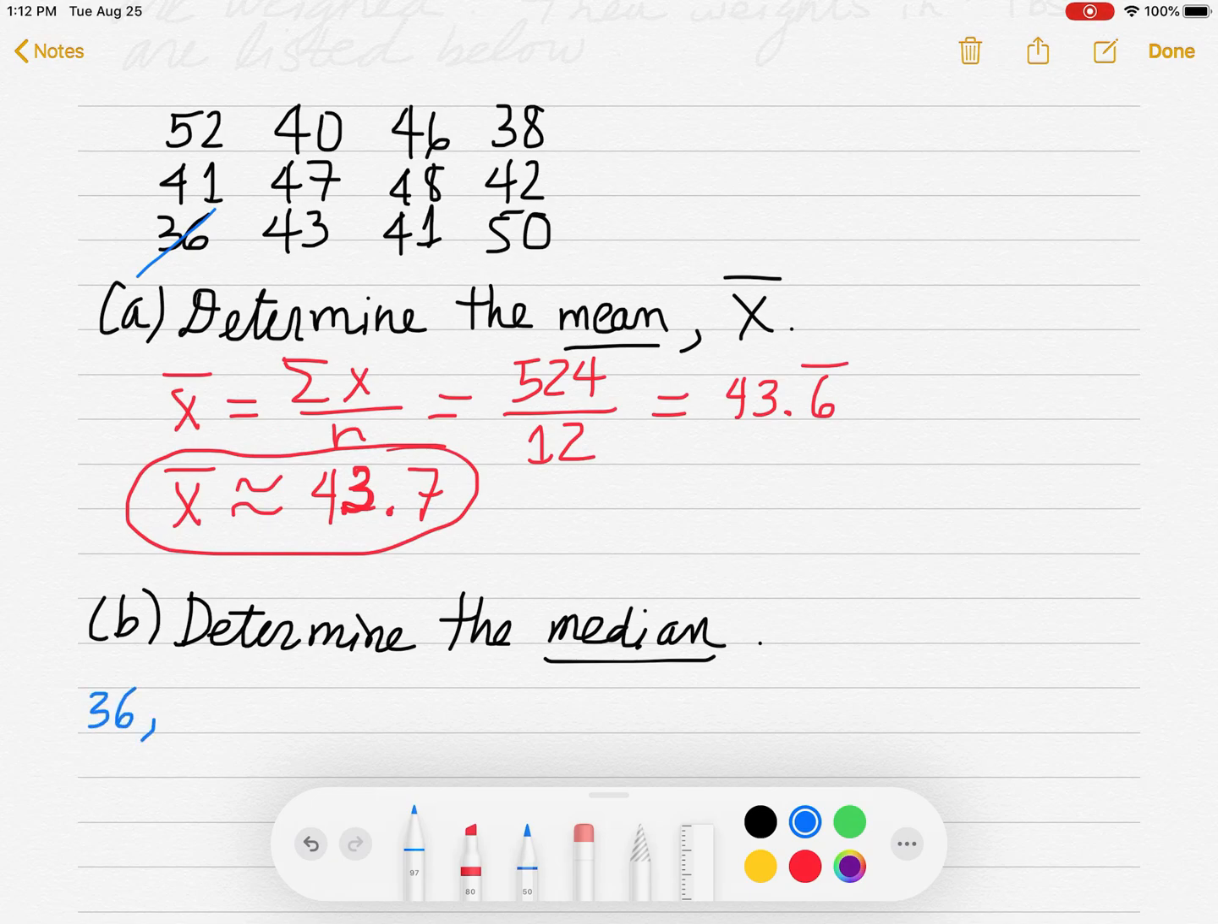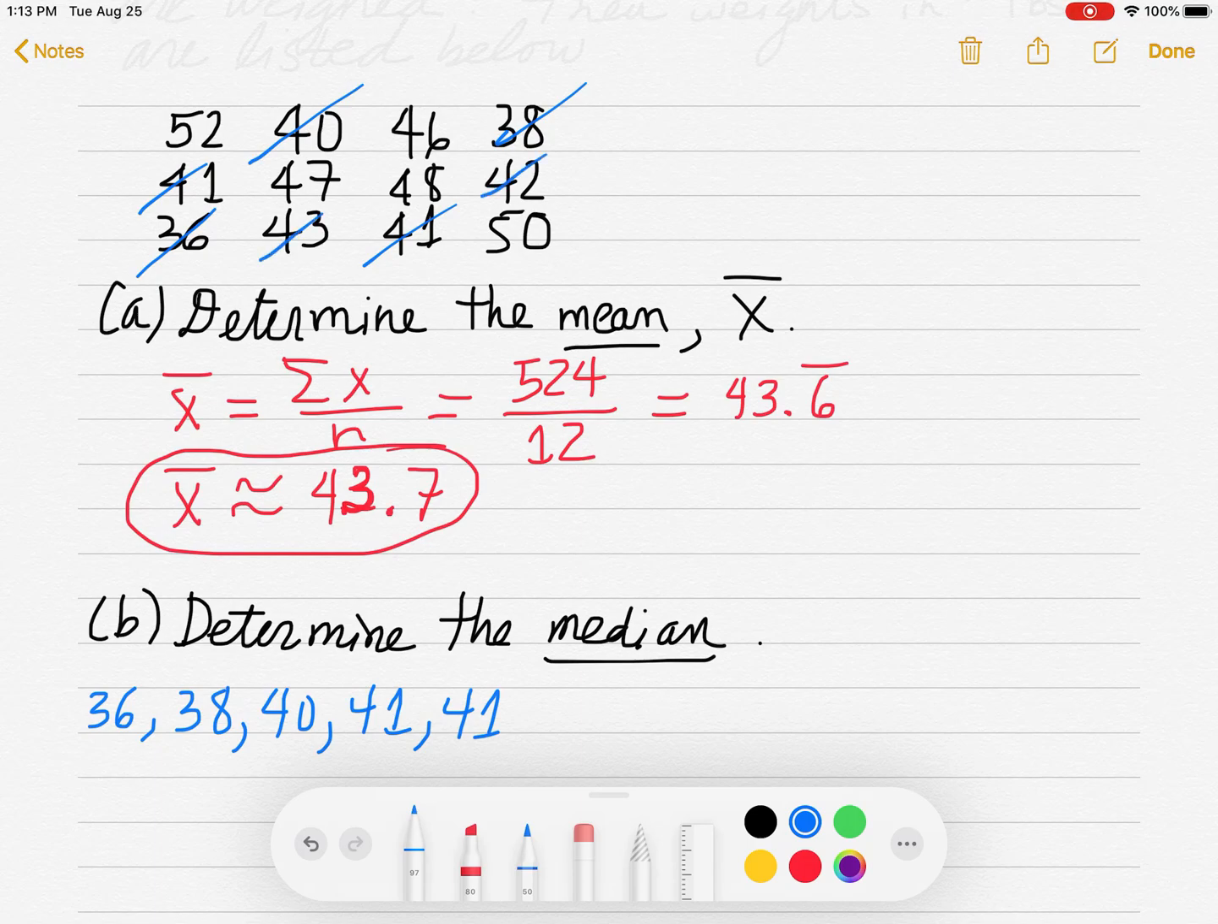So what do we have? 36, 40, 41, 41. Anytime you're repeating a data value, you have to include every repetition. So if you see 41 showing up more than once, don't list it just one time. List it every time it shows up. Oh, I forgot 38. Let's go back. So 36, 38, 40, 41, 41. That's better, right? Don't forget any numbers.